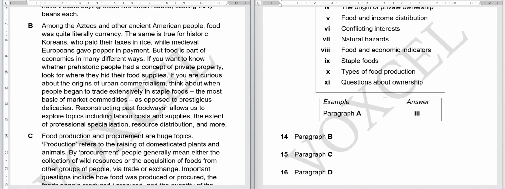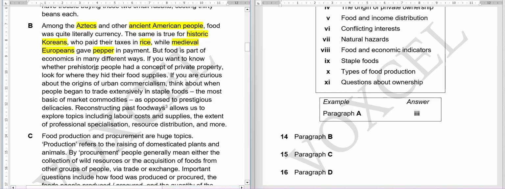So they are saying that this particular method, food used as currency, was popular among ancient Americans and Aztec people. But this is also true for historic Koreans, who also did this in history, while medieval Europeans used pepper as payment. So Koreans used rice, Europeans used pepper, as a form of payment. But obviously food is part of economics in many different ways. If you want to know whether prehistoric people had a concept of private property, look for where they hid their food supplies.